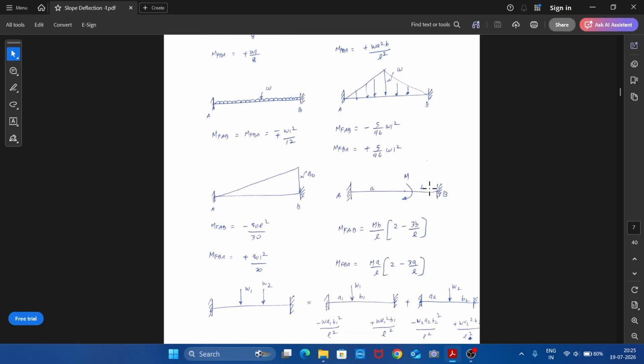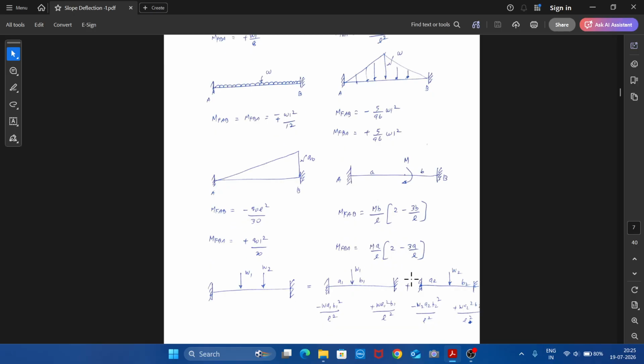Similarly, a fixed beam subjected to a moment. If you have a moment M applied at distance A from the left hand, then M of AB equals M B by L, M into this distance B by L into 2 minus 3 B by L, and M of BA equals M A by L into 2 minus 3A by L.